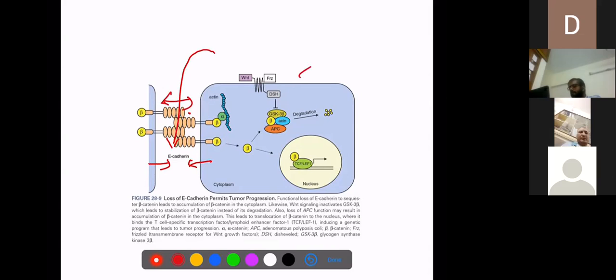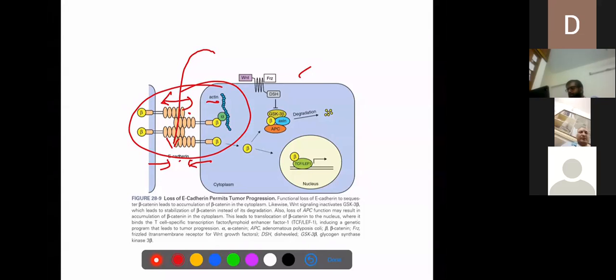So once the E cadherin function is lost, first of all, you should know the structure of this E cadherin. The two cells are attached by E cadherin. This is mediated by what is called beta catenin and alpha catenin and actin. This is an apparatus. This is how E cadherin is attached.